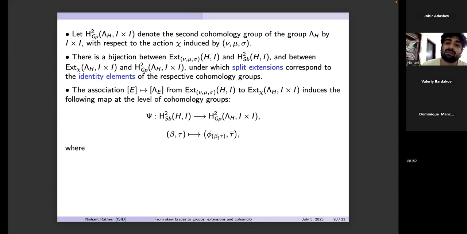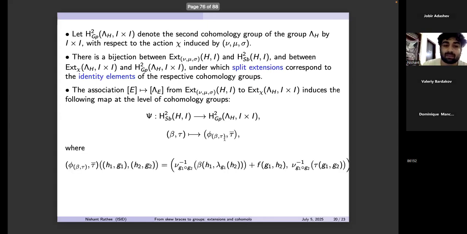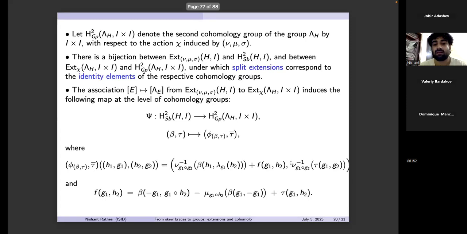This association needs some calculation, but precisely under this calculation, a 2-cocycle (beta, tau) goes to phi(beta, tau bar), where phi(beta, tau bar) is defined this way, by this complicated formula. This is a somewhat complicated formula you obtain when you explicitly try to compute this association at the level of second cohomology groups.